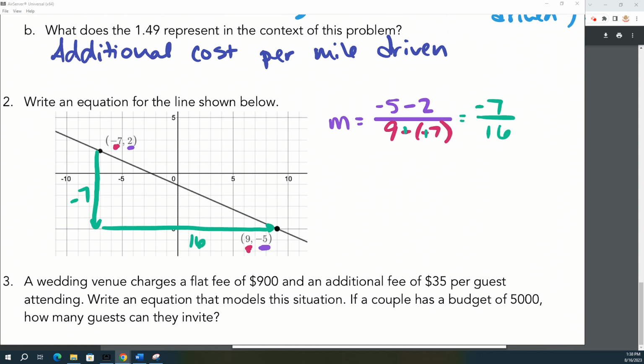All right. And then to get point slope, we can use either point. So do you guys have a preference, the top point or the bottom point? Anybody have a preference? No opinions? Okay, let's use the top point. So that's going to be our x1 and y1.